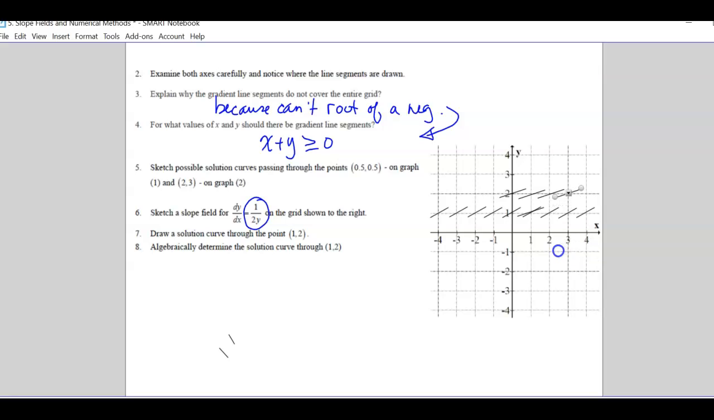Okay, underneath it'll be negative slopes. Oh, we got a phone call.